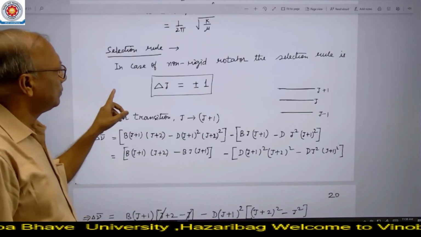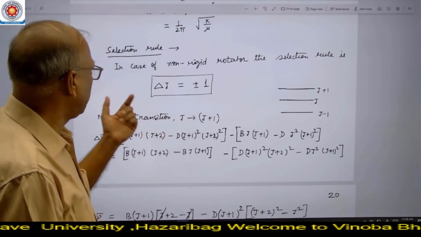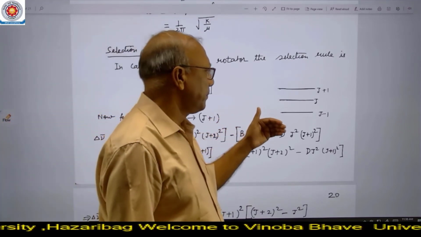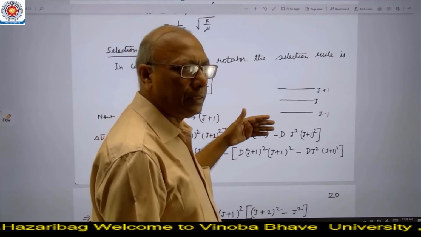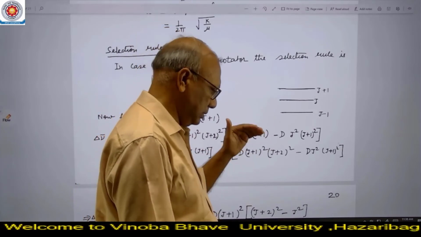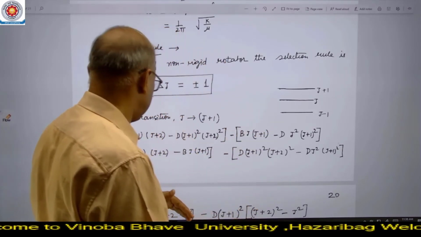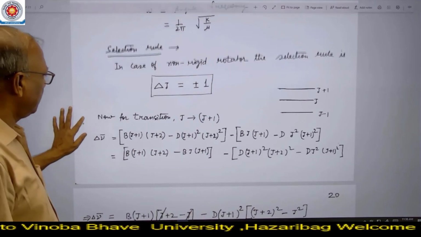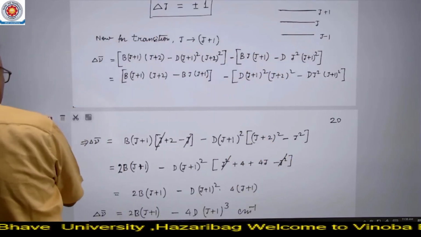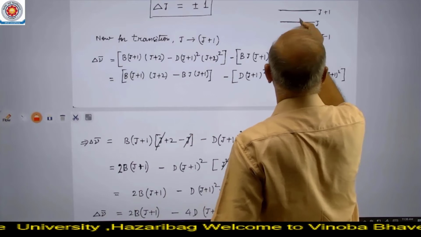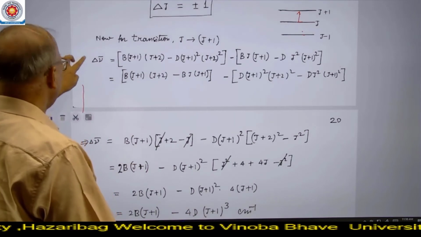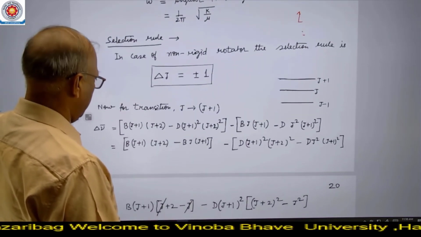So the selection rule for the non-rigid rotator is the same as in the case of the rigid rotator, that is delta J is equal to plus minus 1. So the transition takes place to the adjacent energy level, in the upward case or in the downward case. Now if the transition takes place from J to J plus 1, then we have a formula like this.